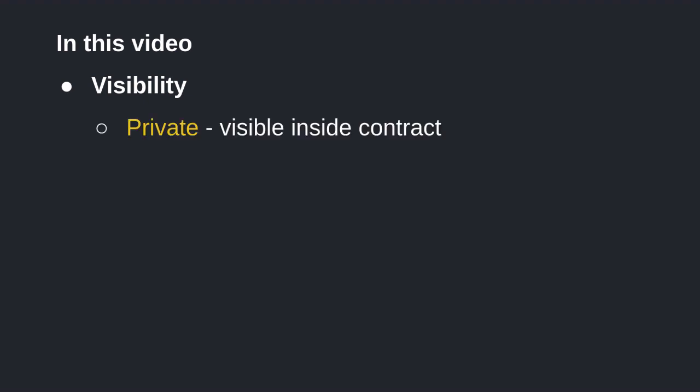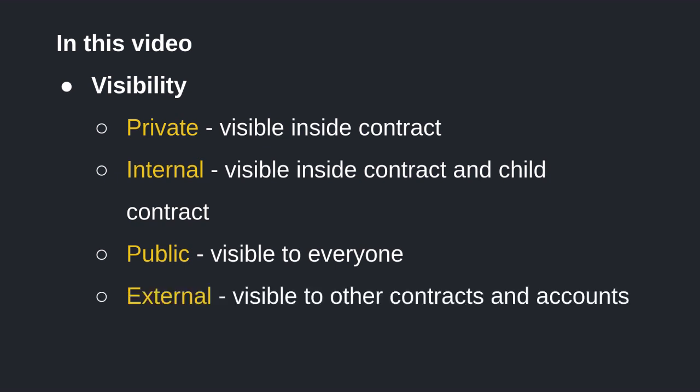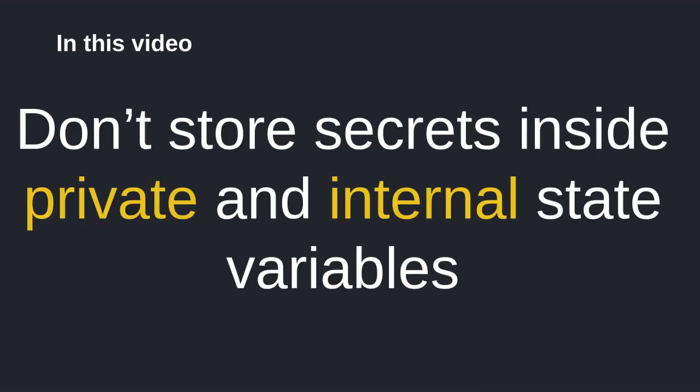In this video, we went over the 4 visibilities that our state variable and functions can have. Private means it is only visible inside the contract. Internal means it is only visible inside the contract and child contract. Public means it is visible to the contract, child contract, other contracts, and accounts. External means it is visible to other contracts and accounts, and not visible inside the contract. And don't store secrets inside private and internal state variables.